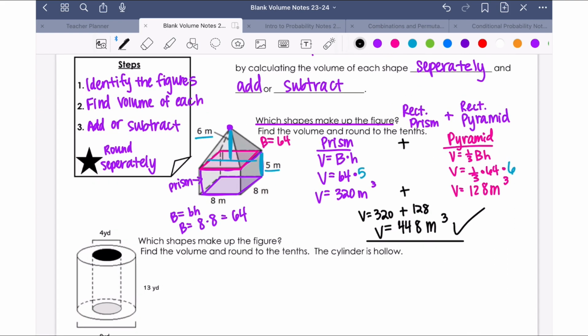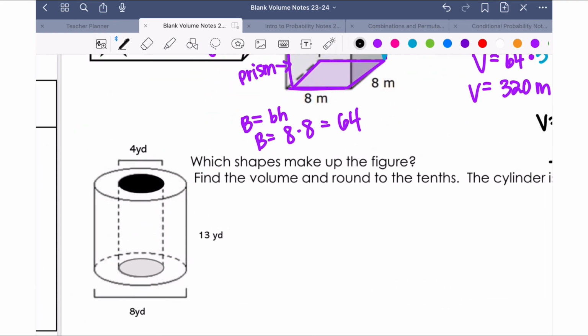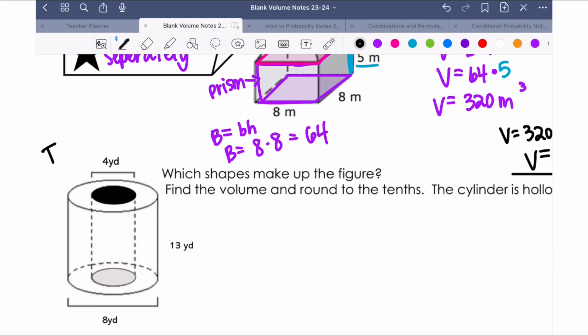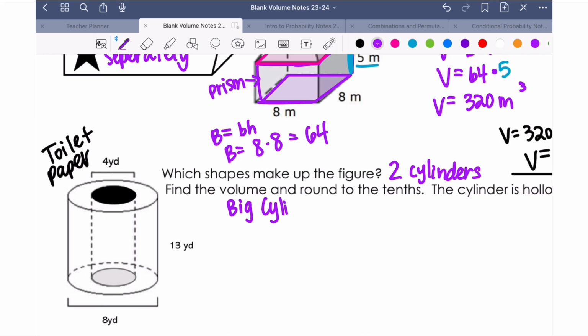All right, the next shape. So this is supposed to be a toilet paper roll. So if you want, just put on here toilet paper. And so what two shapes make up this figure? Toilet paper roll. It is 2 cylinders. 2 cylinders, not one cylinder. There's 2 actually. There's a big one and a small one. And so let's do our work. Big cylinder first. And then we'll do the small cylinder.